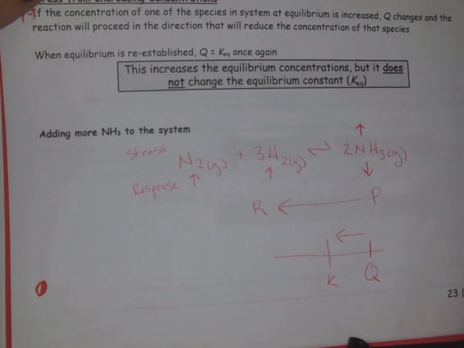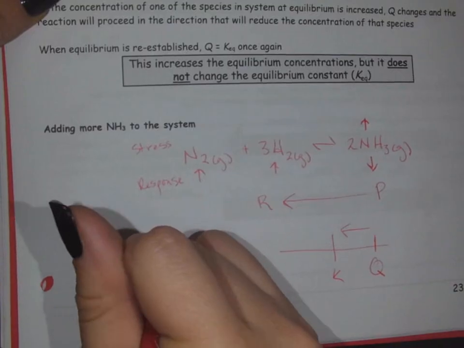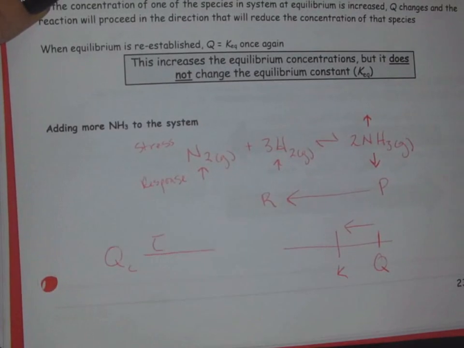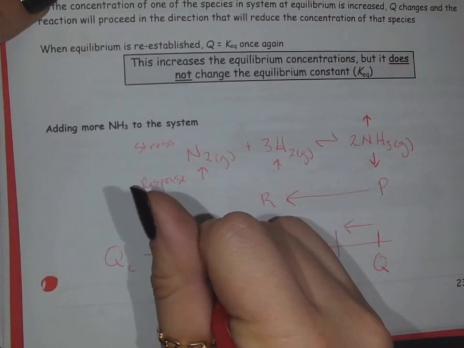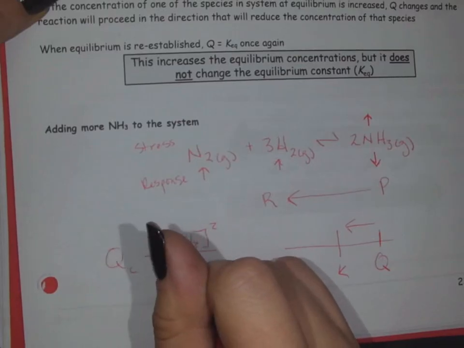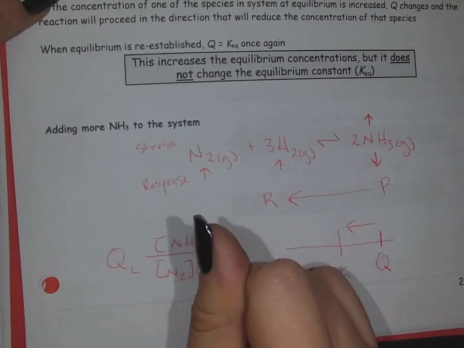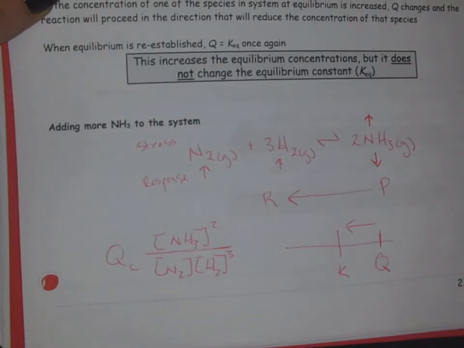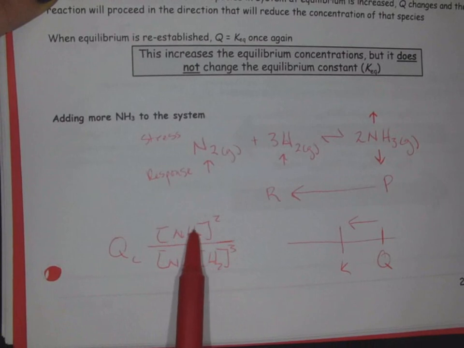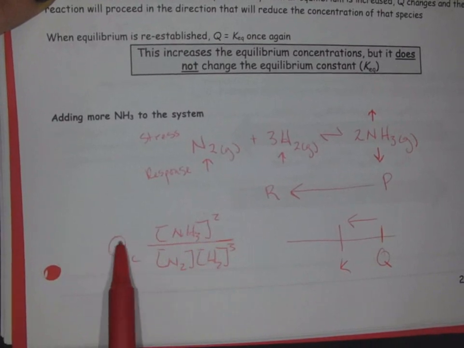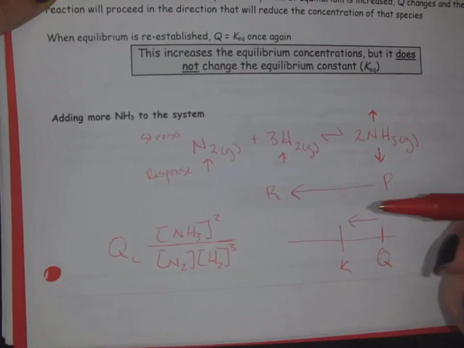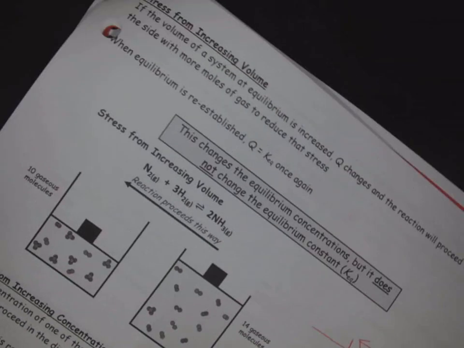We can also mathematically think through that. QC, that would mean concentration of NH3 raised to the second, over concentration of N2, and concentration of H2 raised to the third. And what did we do? We increased this item right here. We added to that. And so that would make the Q value bigger, right? This increases Q. And so then it tries to get back to equilibrium by favoring the reverse reaction.